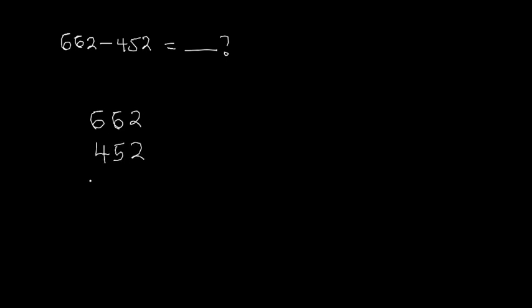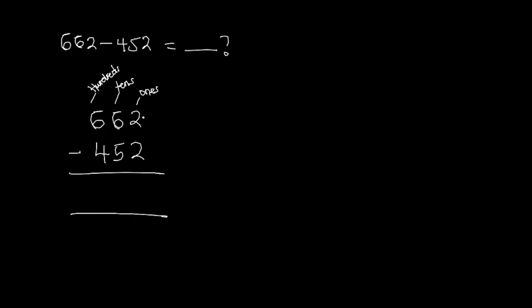We make sure all of them are well aligned. Now we have to note that this is our ones column, this is our tens, and this is our hundreds. Okay, so for us to do the subtraction, we bring our subtraction sign here. We subtract the ones column, then we move on to subtract the tens column, and then we move on to subtract the hundreds column as well.